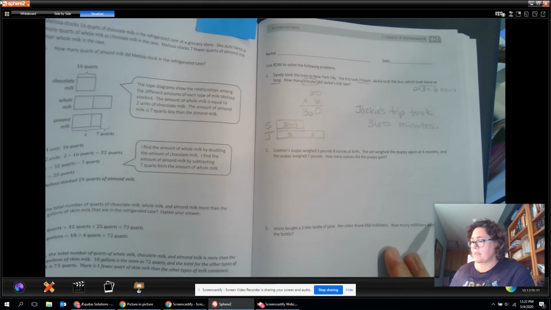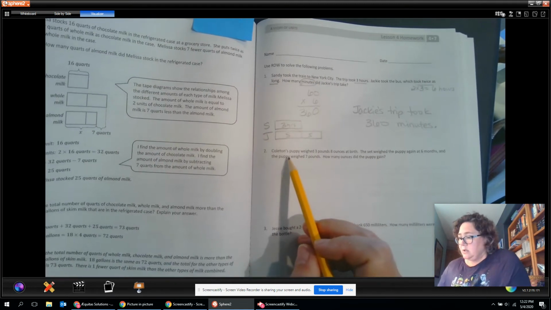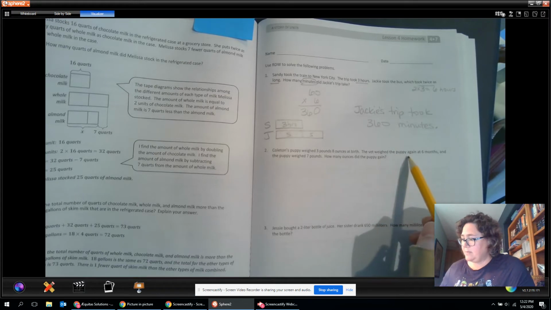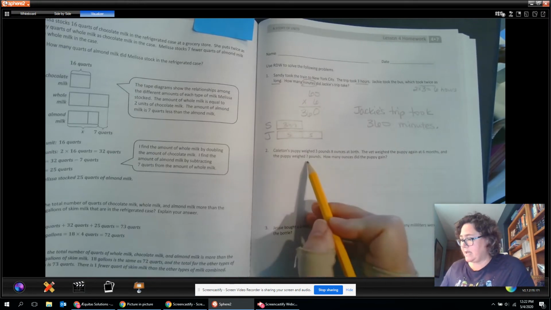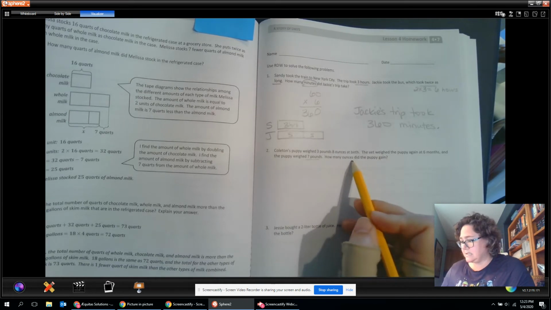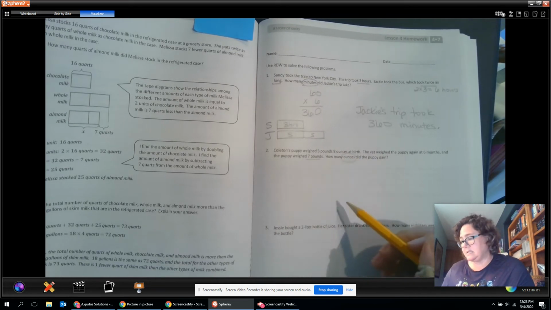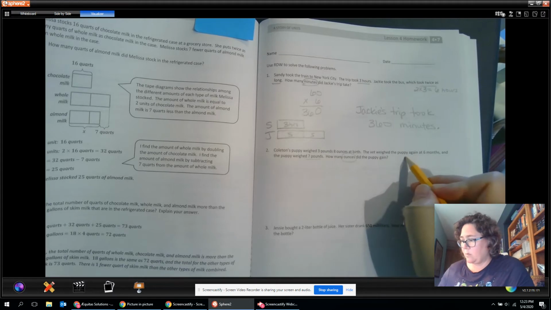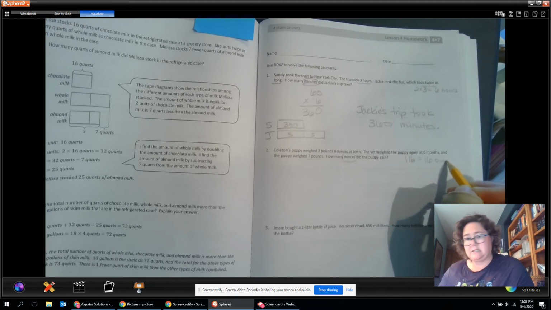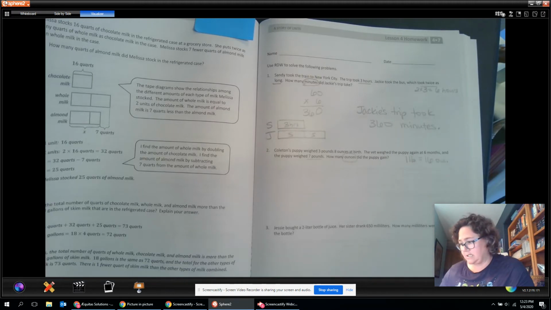All right. On number 2, Colton's puppy weighed 3 pounds, 8 ounces at birth. The vet weighed the puppy again at 6 months, and the puppy weighed 7 pounds. Go puppy. How many ounces did the puppy gain? Well, 1 pound is the same as 16 ounces, right? So we have to know our little conversions.